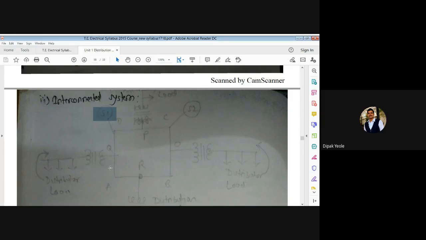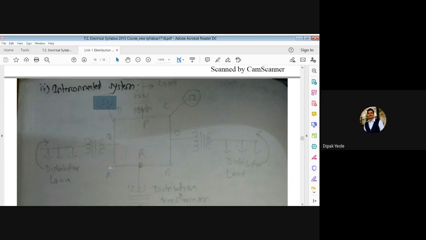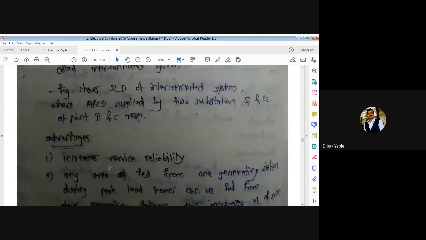तुम्हाला विचारतात क्वेश्चन बऱ्याच वेळा MCQ मध्ये, which system we are using for connection of two substations? The answer is interconnected system. We are using the interconnected system for connection of two substations. So this is for the interconnected system.